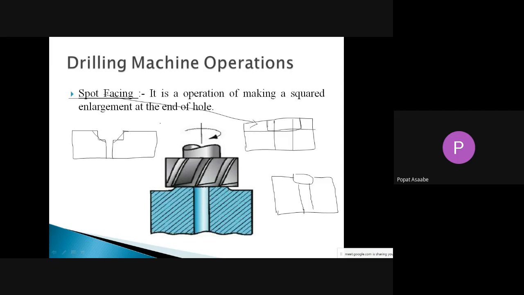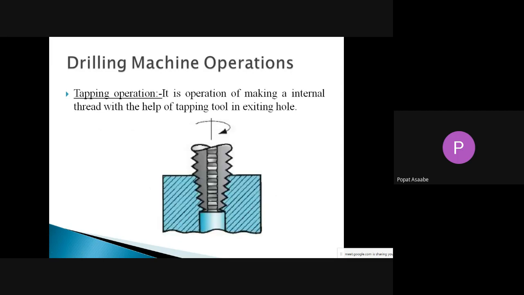Then the next operation we can perform on the drilling machine is the tapping operation. And what is meant by the tapping operation? The tapping operation is the operation in which we can produce an internal thread on an existing hole. Suppose this is the workpiece, and on that workpiece we have already produced one hole, and suppose we want to make an internal thread on that hole. We can carry this out in the existing hole with the help of a tool called a tap.